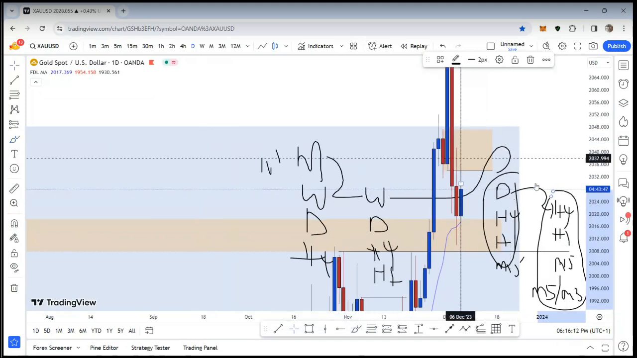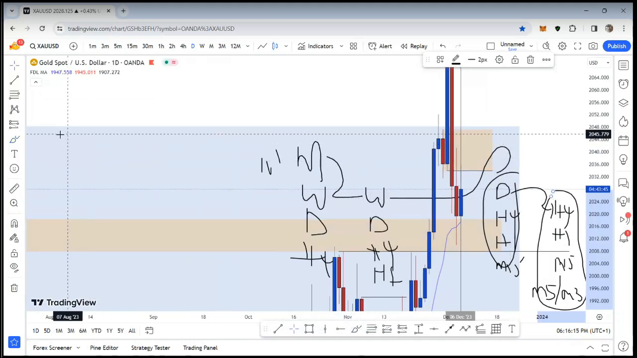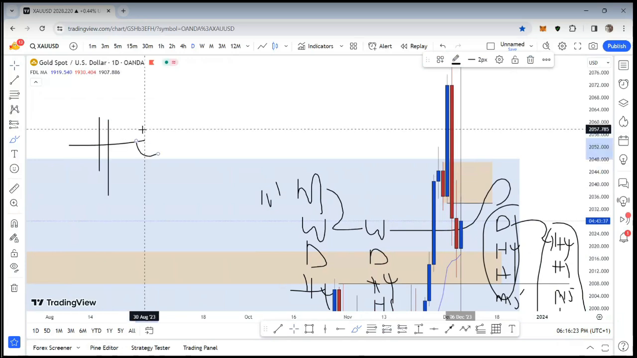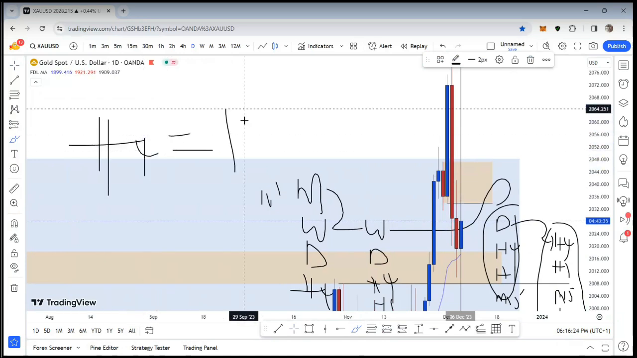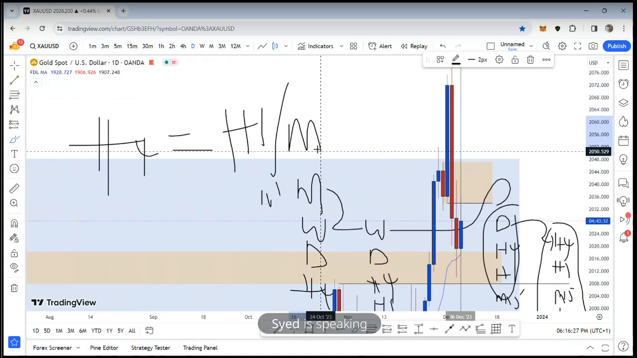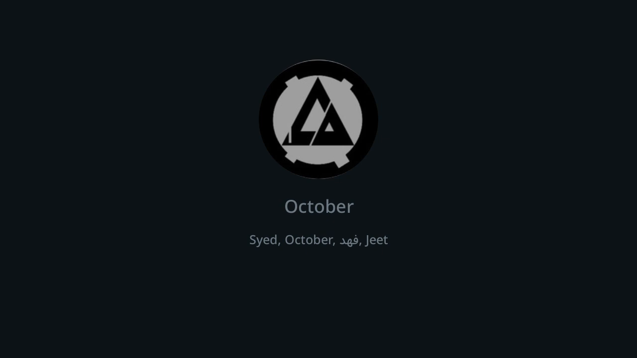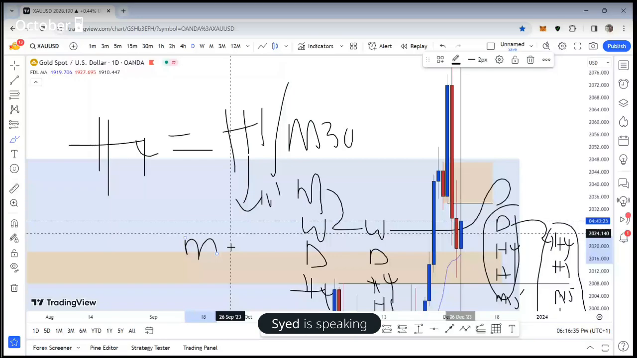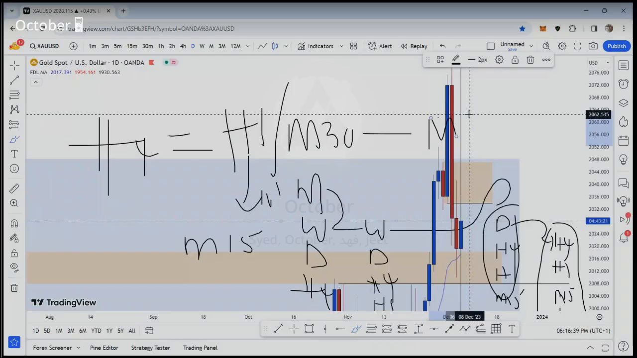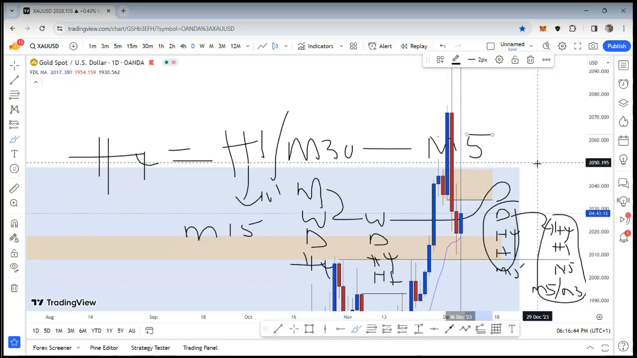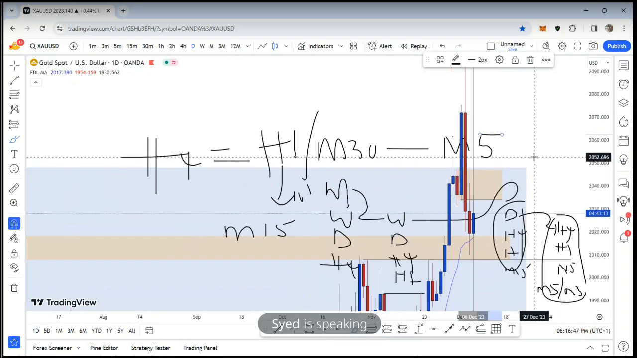So, now let me clarify something. H4 equals to H1 slash M30. Now, for H1, we use M15. For M30, we use M5. Okay. Is that clear? Absolutely.